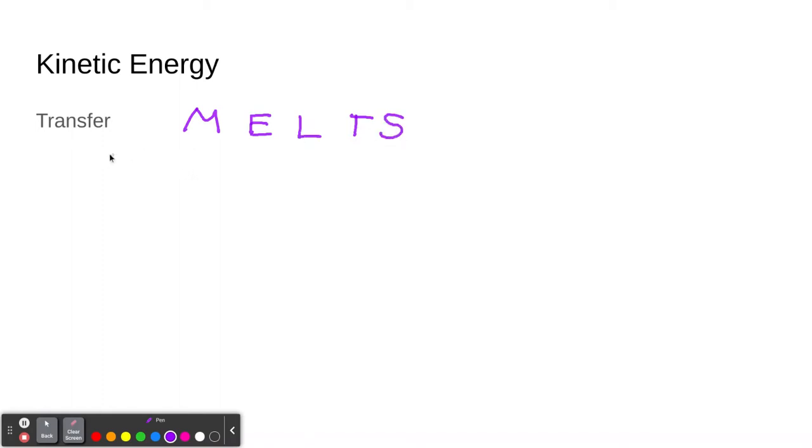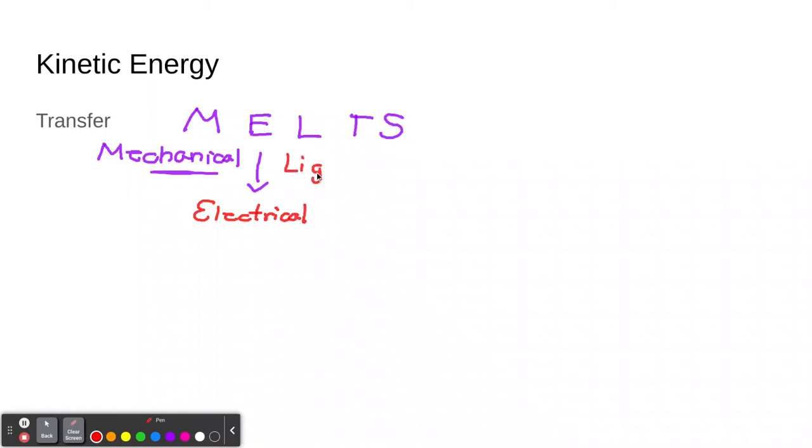M is mechanical. So we have mechanical energy. When you ride your bike, that's mechanical energy. What do you think E stands for? E is electrical. Electrical energy, right? L is light. T is what we're talking about in this unit, thermal energy. And S is sound. They're all energy, right? So that's how you can remember the types of kinetic energy.